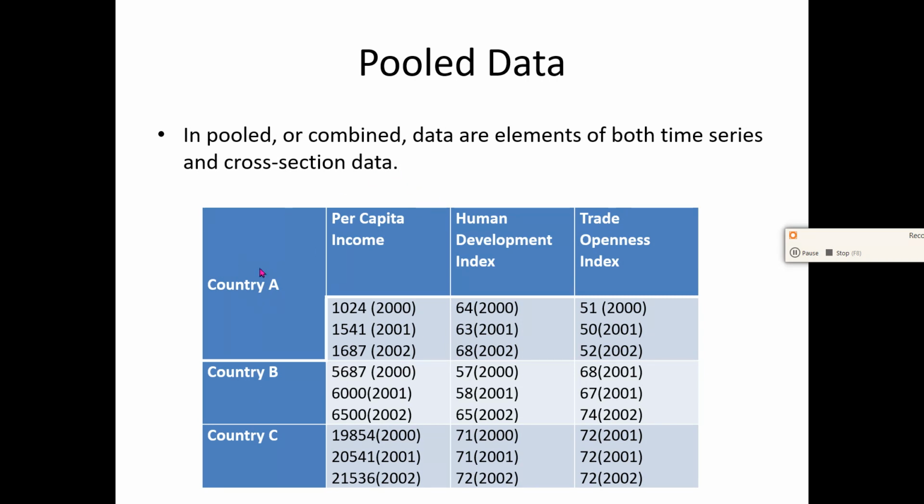So even if I have only the first and second columns, even then that will be pooled data. That is, for country A we have per capita income for the year 2000, per capita income for the year 2001 and so on. So the cross sections are varying, that is the countries, and the years are also varying, that is 2000, 2001 and so on. So we can have either this part as pooled data, or this entire table is also pooled data, because we have different cross sections and time periods are varying. We can have one random variable, for example only per capita income, or more than one random variable, for example per capita income, human development index and trade openness index. So this is pooled data, which is a mix of time series and cross-sectional data.